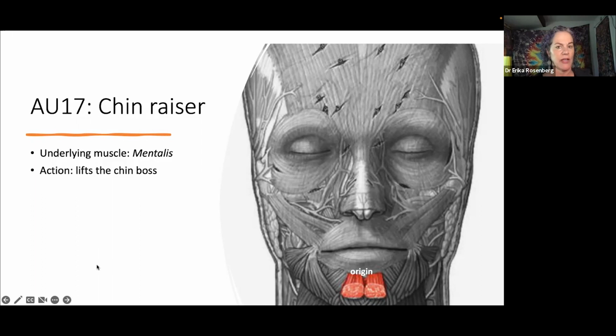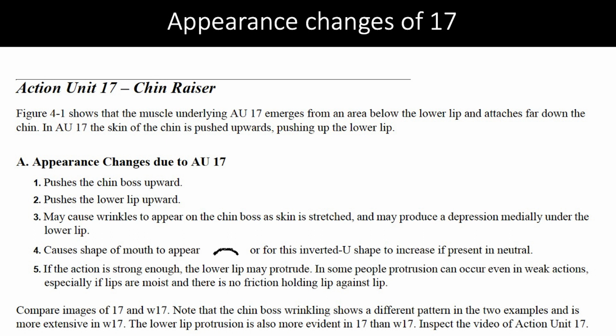It's going this way. If you look at the appearance changes of 17, and again, this is taken right out of the FACS manual, you'll see that 17, I'm going to revise this language. It says pushes the chin boss upward. Muscles never push. Muscles can only pull. So it pulls the chin boss upward, pulls the lower lip upward, and sort of the hallmark sign of 17 is this puckering that happens as the chin boss flattens. You may get a flat, dimply look, or you might just get some dents. It varies person to person, but there's always some kind of dimpling in the chin.